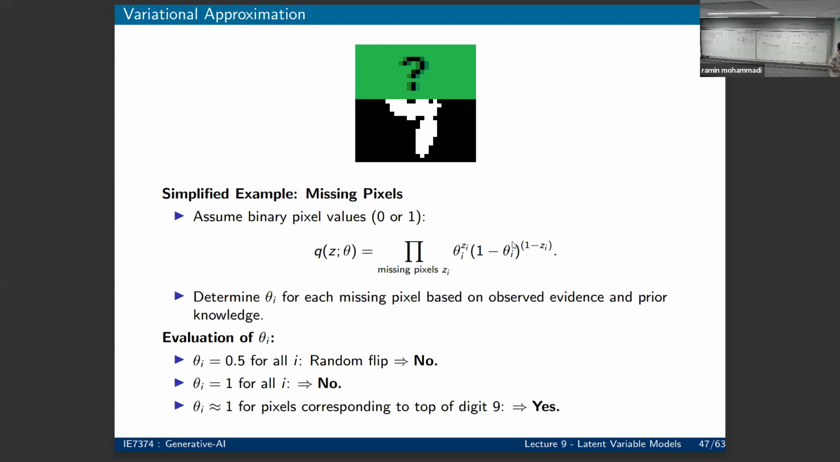Again, it's just a random example, but if you think about missing pixels, because it's binary, you could have theta be 0.5. It's like a Bernoulli, right? And the chance of flipping becomes 50%. You could have all to be 1, then all becomes black, or all becomes 1. That's not good. Basically, you could have something almost 1 if the top of the digit is 9, so you put all black. You can come up with some sort of conditional for this. This is just a really simple scenario.